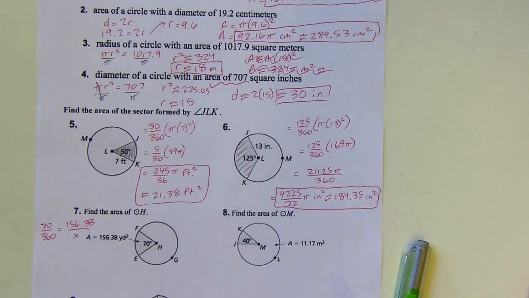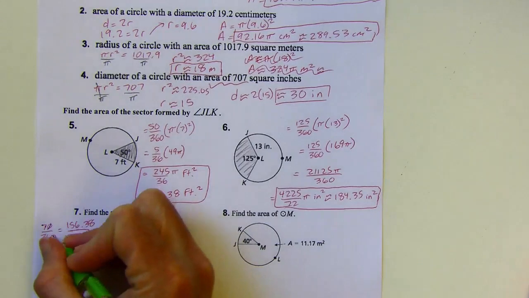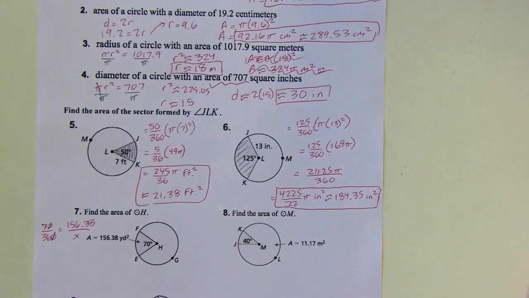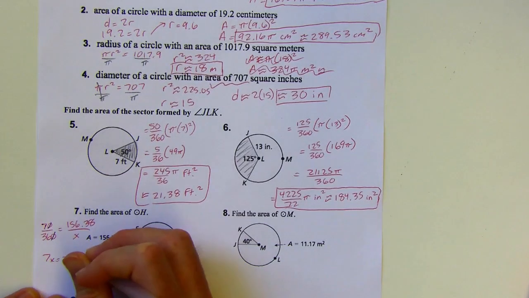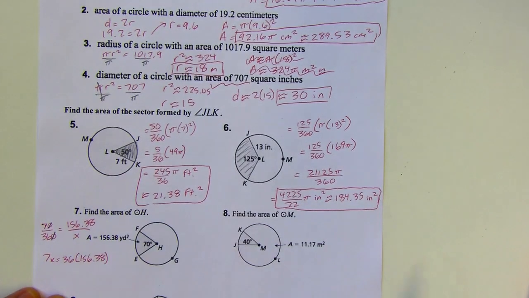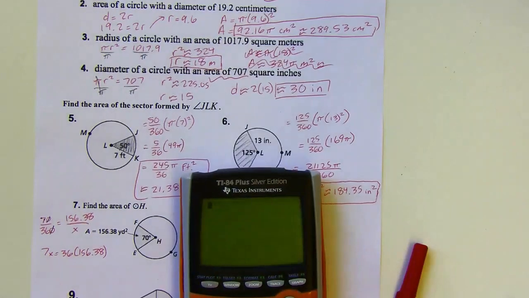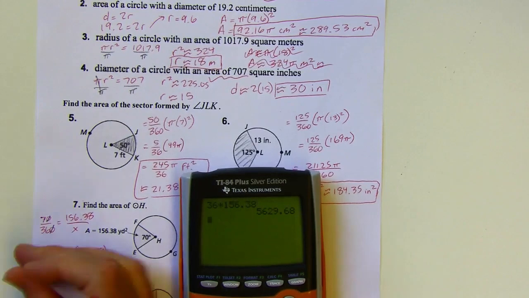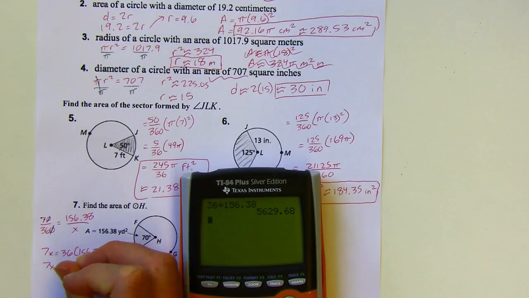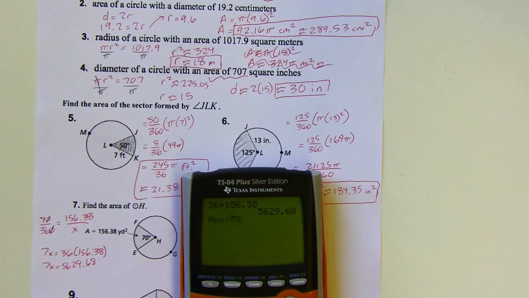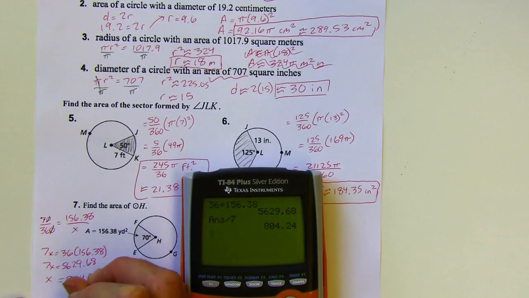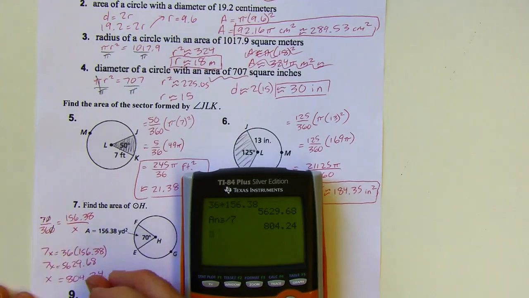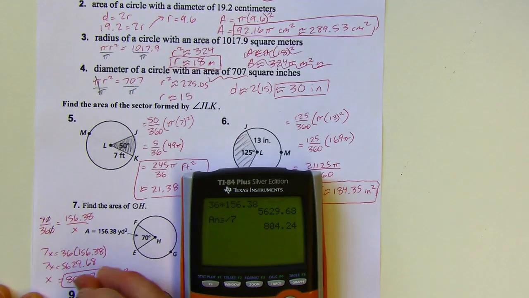Now I can just cross multiply, okay? And just to give myself some nice numbers to work with, I'll just reduce that 70 over 360. And then I'll cross multiply. So 7x is going to equal 36 times 156.38. Divide by 7, and I got my answer, 804.24. Okay, and it should have the same units as the area of the sector. So that is square yards.